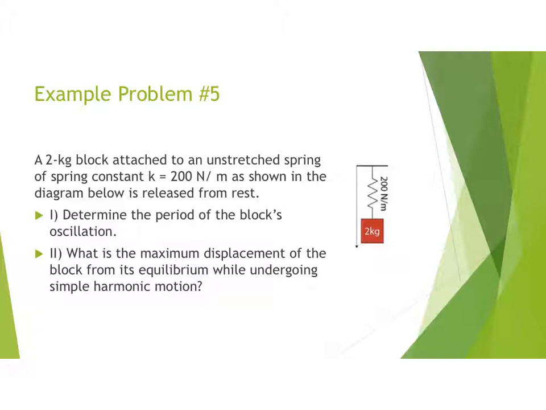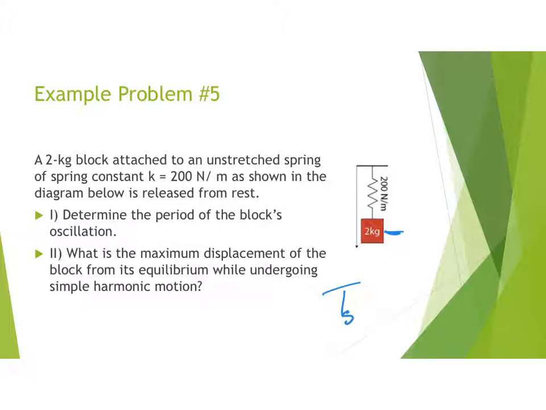I've put a 2 kilogram block onto a vertical spring here, and the spring constant is 200 newtons per meter, as shown in the diagram. It says determine the period of the block's oscillation. Well, I'm not looking at the difference of the spring without the block. I'm only looking at the spring with the block. So I can set it up just like a horizontal oscillator.